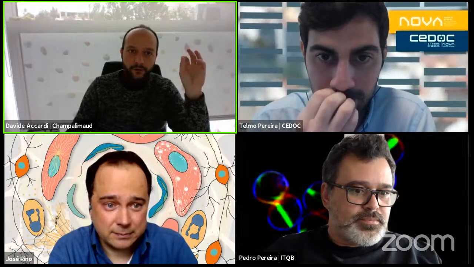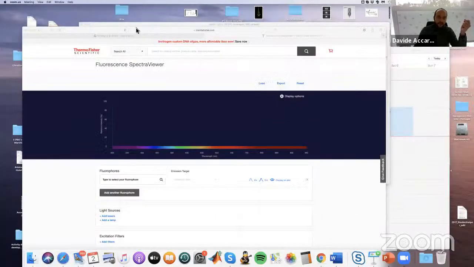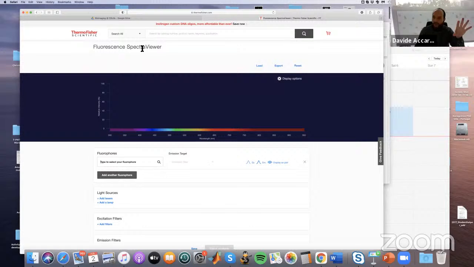I would like to add something, if possible, to this. I would like to point out a very important tool to plan in advance your imaging experiment, guys. This tool is the Thermo Fisher Scientific Fluorescence Spectra Viewer. I will share my screen so the audience can see what I'm talking about. Can you guys confirm that you see the screen? Okay, yes. So this is the fluorescence spectra viewer.